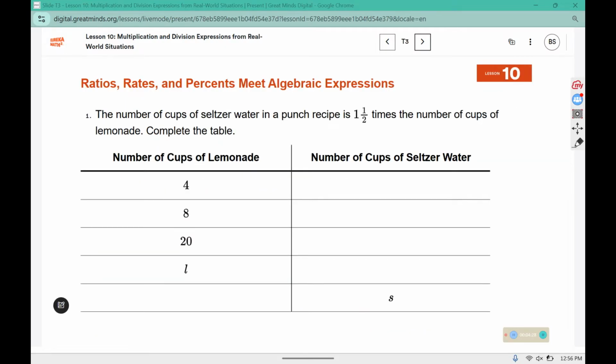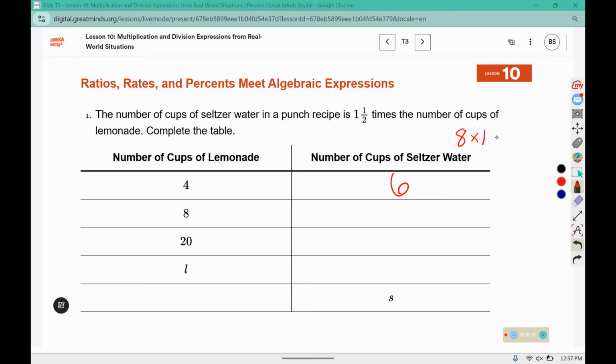The number of cups of seltzer water in a punch recipe is 1.5 times the number of cups of lemonade. Complete the table. The seltzer is 1.5 times the lemonade. So if we did 4 times 1.5, that will tell us how much seltzer water. 4 times 1 is 4. 4 times 1/2 is 2. And 4 and 2 together make 6.